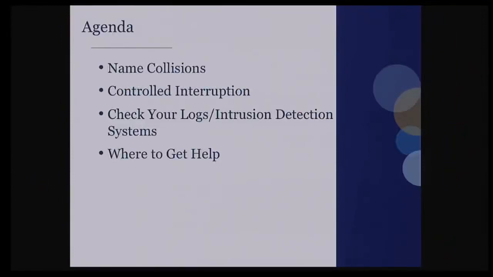I'll talk about what a name collision is and what we're trying to address, for those of you who haven't been familiar with that. And then I'll talk about controlled interruptions, give you a definition of what it is, what we're trying to do with it, and then what it means basically to the operator community, what you might see of it and what you might want to do about it.